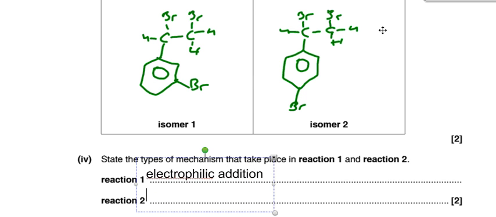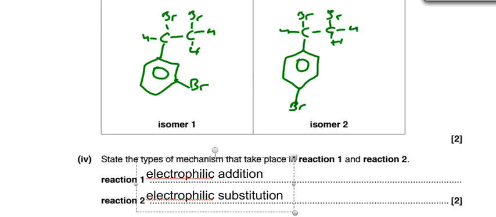And for reaction 2, electrophilic. And this time, the bromine on the benzene ring is substituting the hydrogen. So substitution. Just as we finish, just remind me what is the definition for an electrophile, and we'll pick that up before we begin question 2.